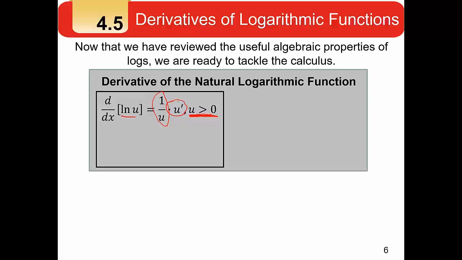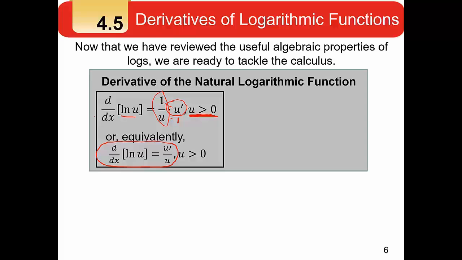Now, most of the time, I like to write that formula slightly differently. And I like to write it this way. If you think of u prime as u prime over 1 and then multiply top times top and bottom times bottom, that formula can turn into something that's easier to remember. It's just u prime over u. So the way I like to use this formula most of the time is think of it this way. The derivative of the natural log of u is the derivative of u over u.